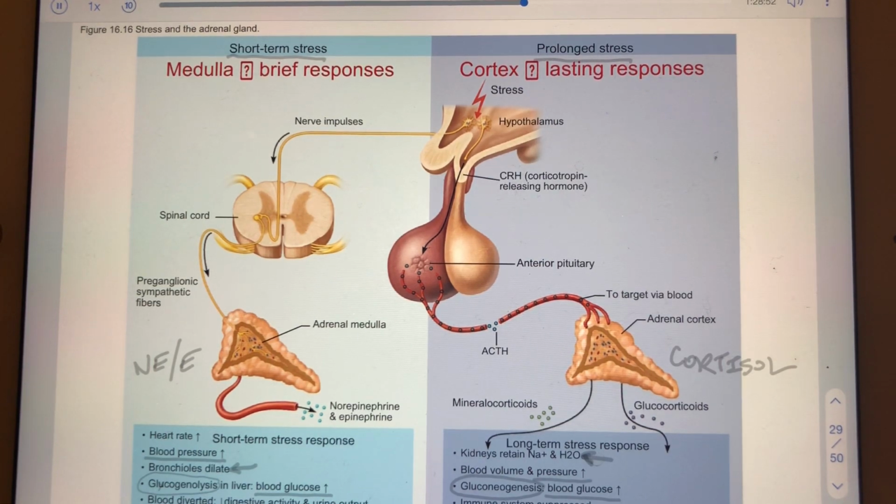This is really giving us a contrast between the stress hormones, if you will, okay? In response to stress, typically prolonged stress, zombie apocalypse, the adrenal cortex will secrete what? Yeah, cortisol.